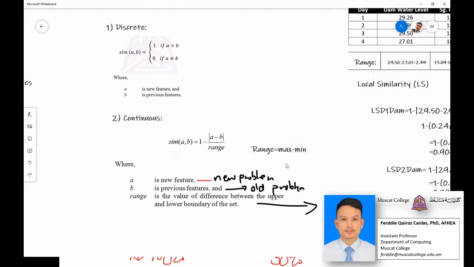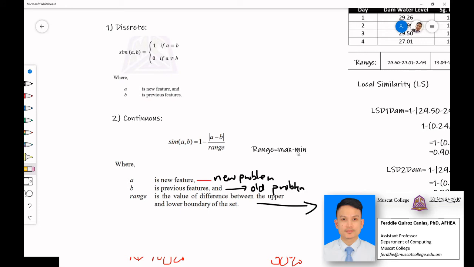You will see there is a range here. For the continuous value, we have the formula 1 minus the absolute value of A minus B. When you say absolute value, we don't care about the sign, whether it is negative or positive. So if you get, let's say, negative 4, just ignore the sign and make it 4. We don't care about the sign for absolute values, over the range. So how do we calculate the range?